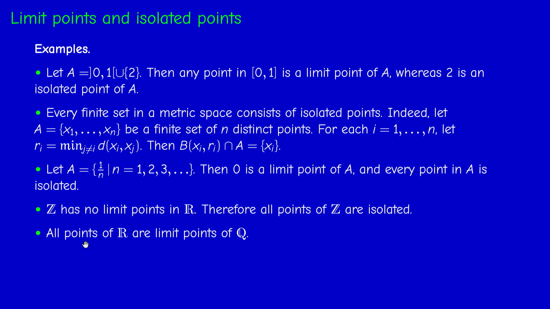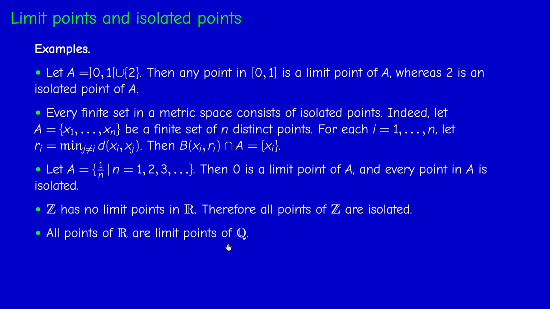Now, what are the limit points of Q? We know that Q bar is R. But here, unlike Z, no point of Q is isolated. So all points of R are actually limit points.